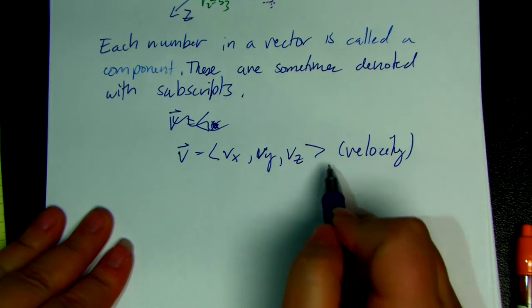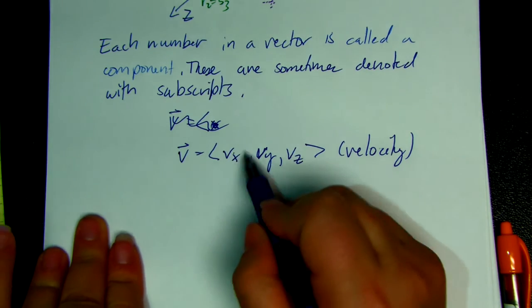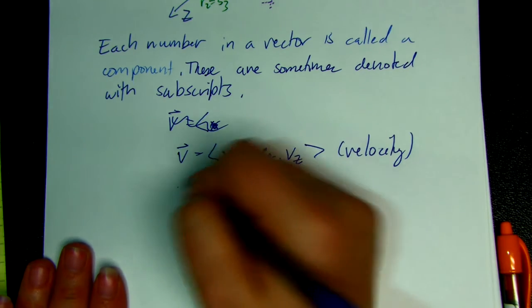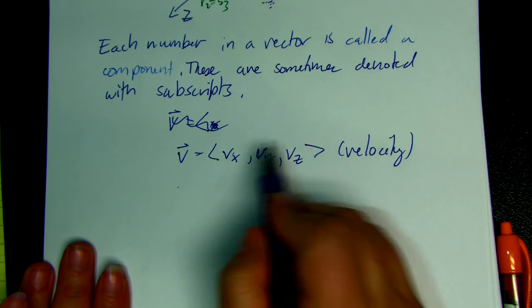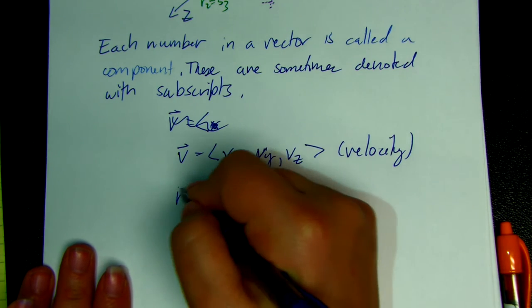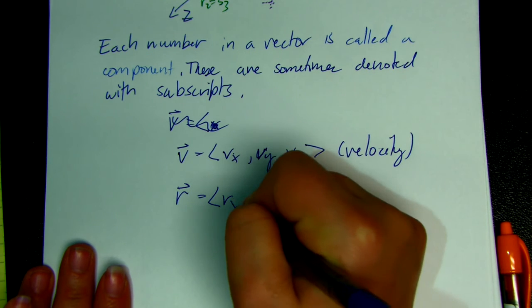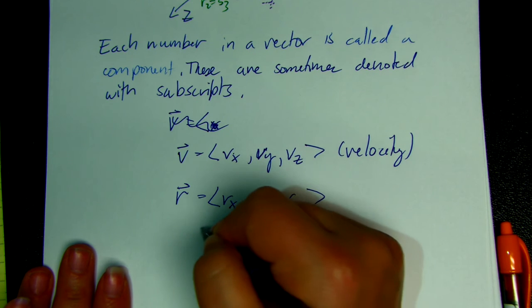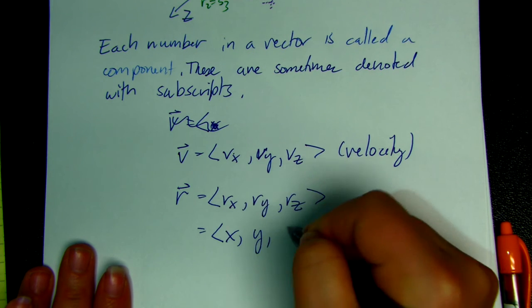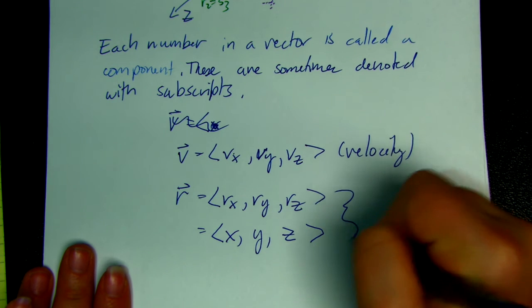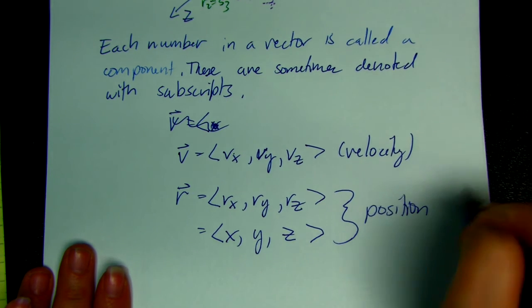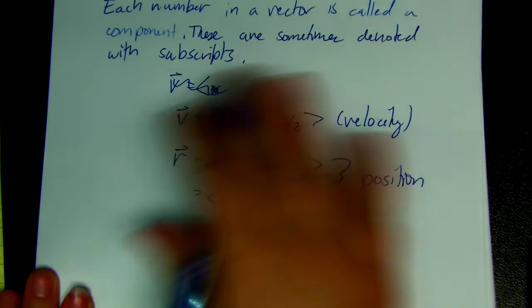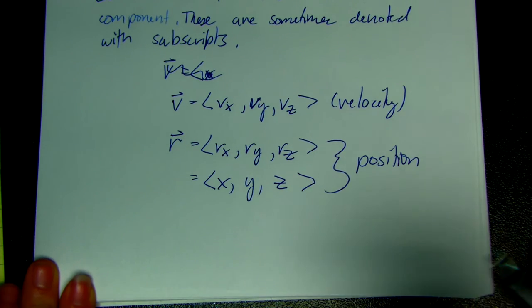So each one of these components are scalars. So this is the velocity in x, velocity in y, velocity in z. And so these are the components. You have the x component, the y component, and the z component. Then for position, you might see it denoted r sub x, r sub y, r sub z, or with position, you'll also see x, y, and z. So these are two generic position vectors, just like that is a generic velocity vector. And the units will hold for each of these components.